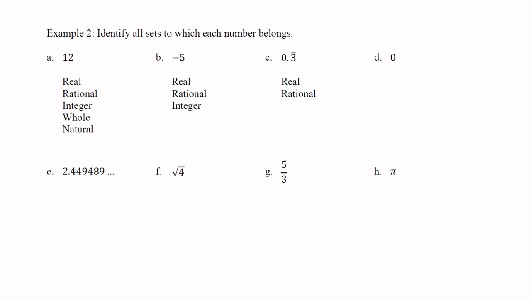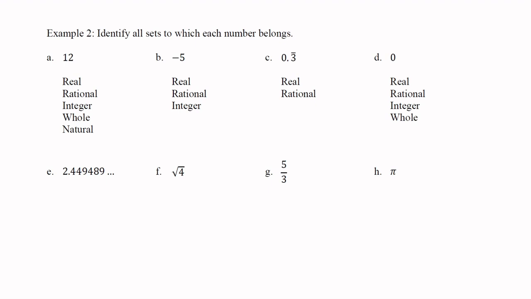All right, for D, we have 0. 0 is real. 0 is rational. 0 is an integer. It is also a whole number, but it is not natural because 0 is not part of the natural numbers. 0 is not considered a counting number.